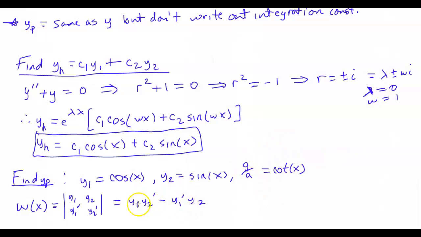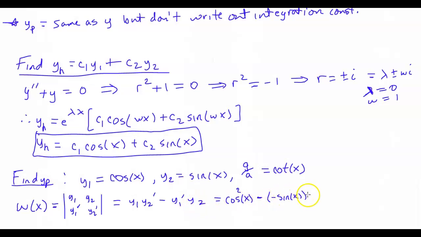And so this means that I would have to know what the derivative of y sub 2, which in this case is going to be cosine, and the derivative of y sub 1, which is going to be minus sine. So if we write this out, y sub 1 is going to be cosine of x. y2 prime is going to be another cosine of x. So this will be cosine squared minus y sub 1 prime. That's going to be a minus sine x.